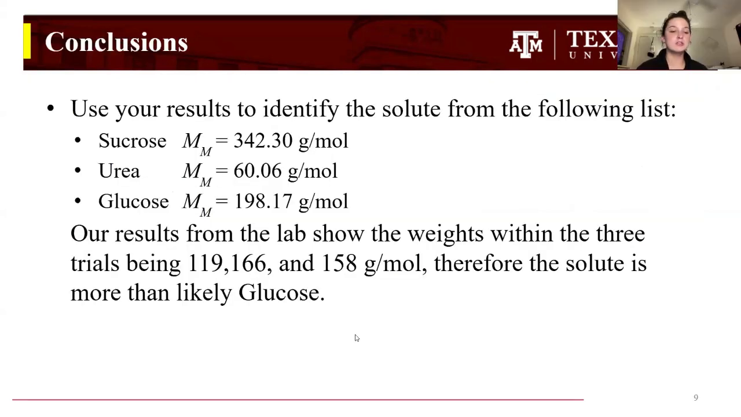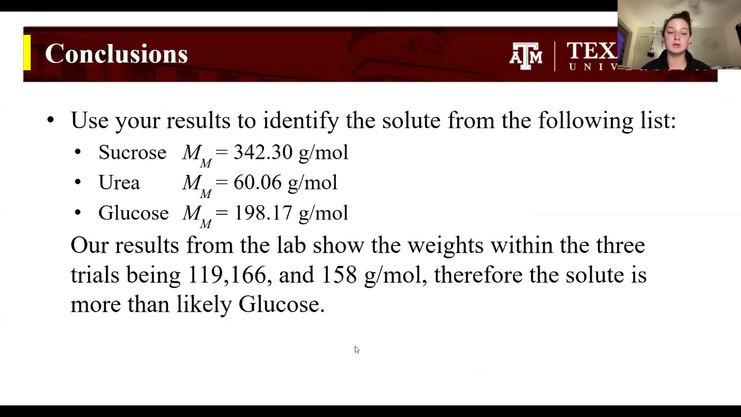And then for conclusions, using our lab results, we see that the weights are 119, 166, and 158 grams per mole. Therefore, the solute is more than likely glucose.